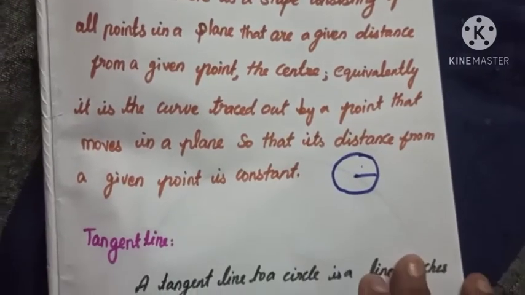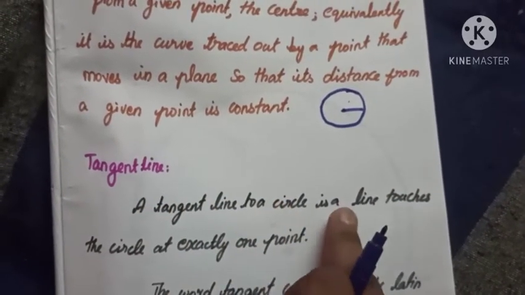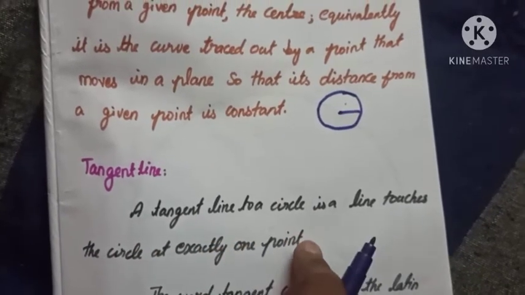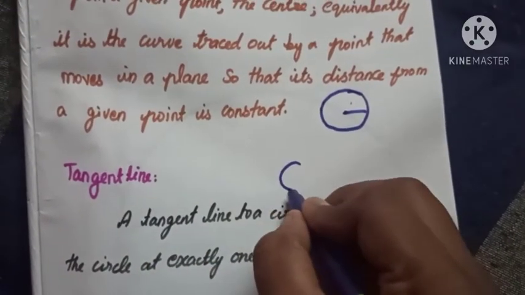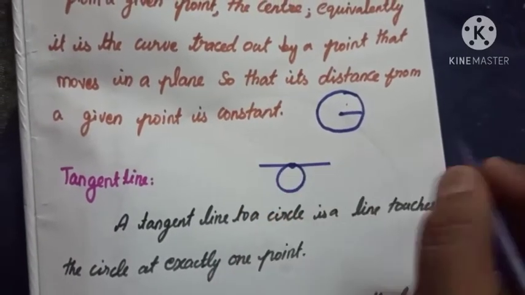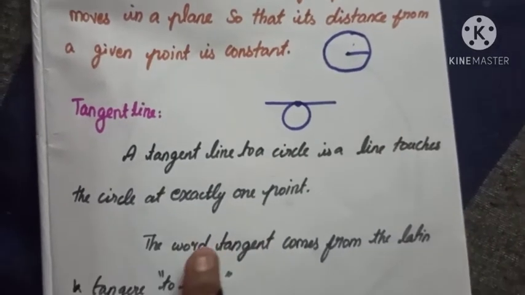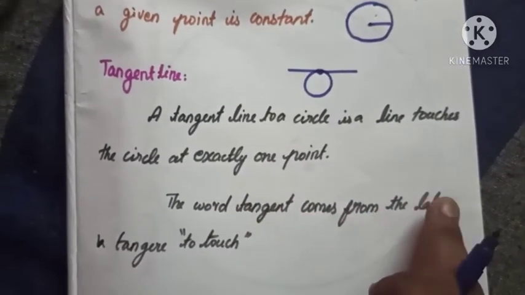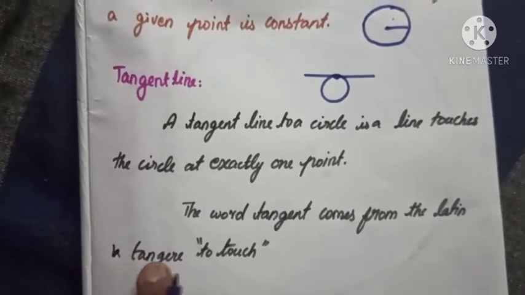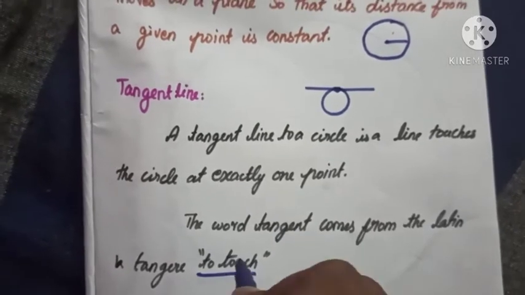And what is meant by a tangent line? A tangent line to a circle is a line that touches the circle at exactly one point. So this is the circle, and a tangent can be this one. It touches only one point of the circle. The word tangent comes from the Latin word tangere, which means to touch.